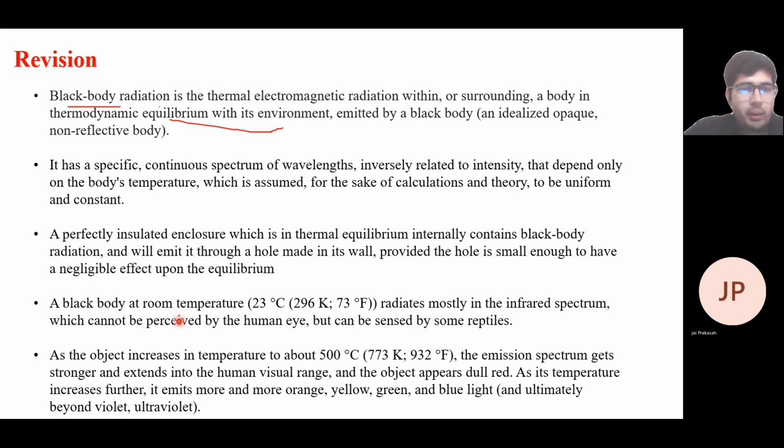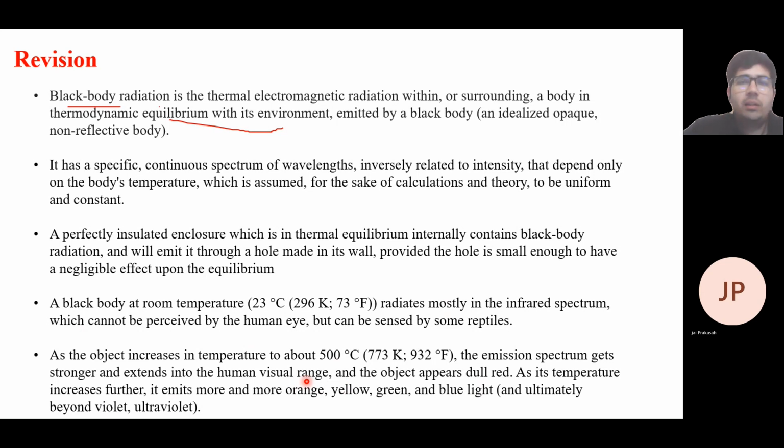A black body at room temperature, around 23 degrees, radiates mostly in the infrared spectrum, which cannot be perceived by the human eye but can be sensed by some reptiles. As the object increases in temperature to about 500 degrees centigrade, the emission spectrum gets stronger and extends into the human visual range, and the object appears dull red. If the temperature increases, the intensity of the black body radiation increases, so it appears in the visual range of wavelengths.